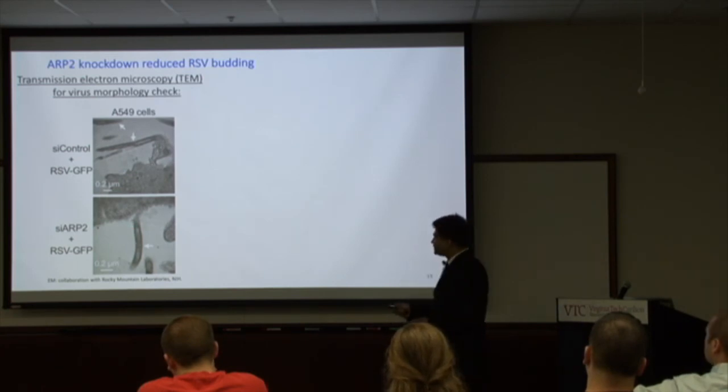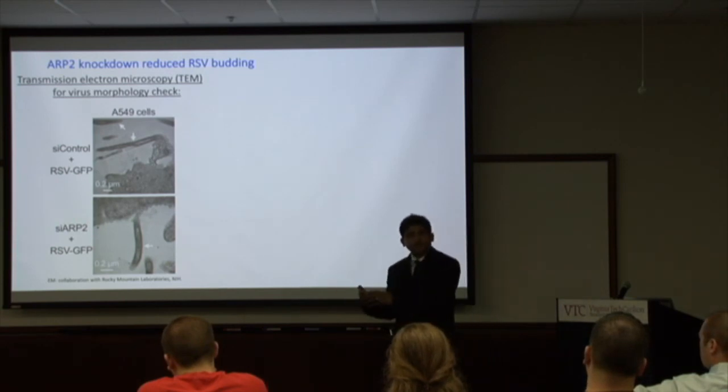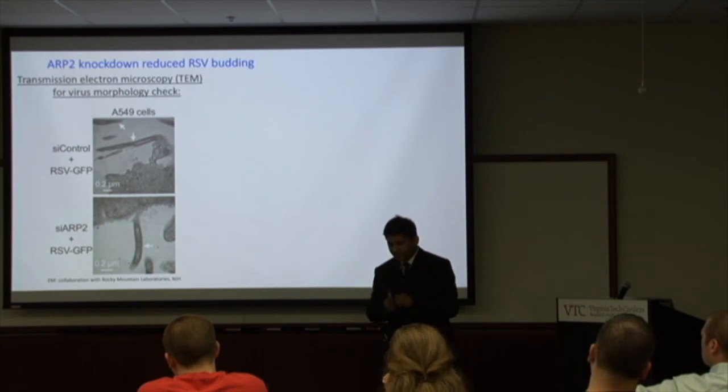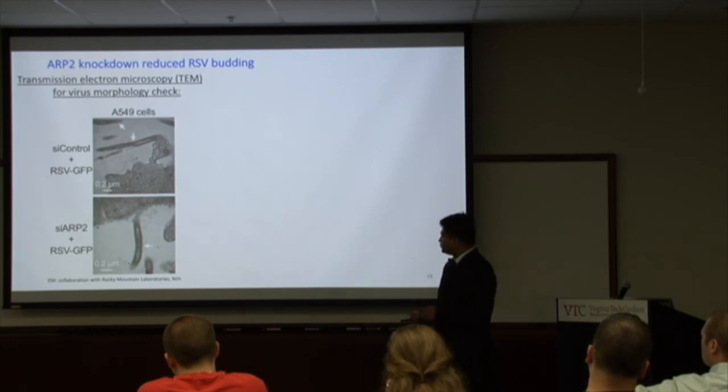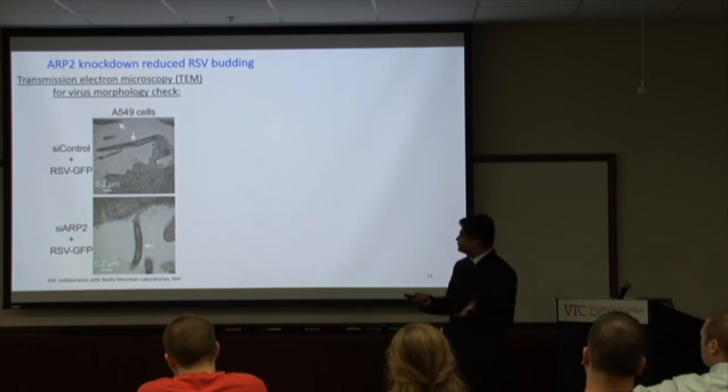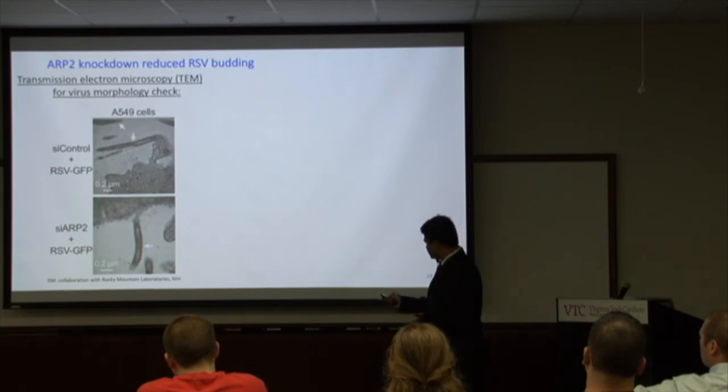We found that regardless of ARP2 knockdown or not, we observed the filamentous virion whenever we checked. So it suggests that ARP2 may not be necessarily important for RSV virion morphology. When we checked the budding process, for that we used a different electron microscopy strategy, basically scanning electron microscopy.